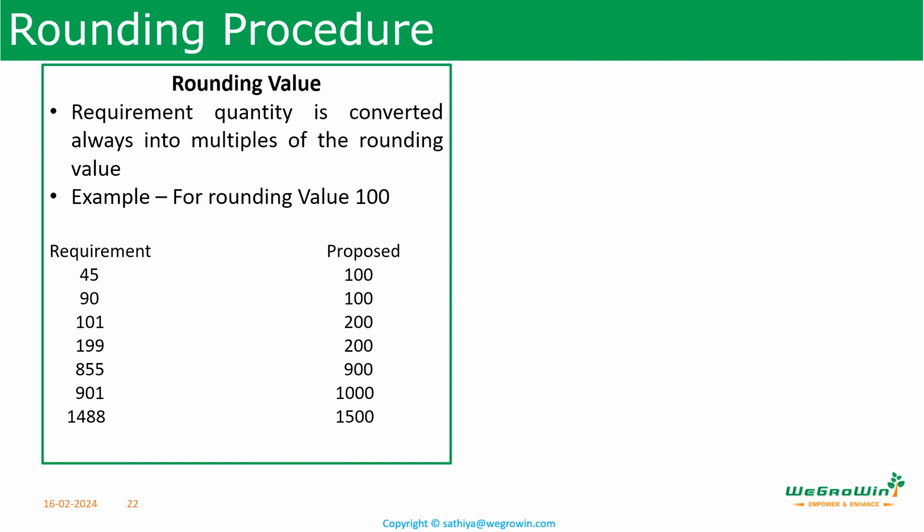Again, we have to see what the supplier constraint is, what our internal requirement is, and we should not increase our inventory. At the same time, we should not increase the complexity in procurement. We have to consider all these things very carefully.